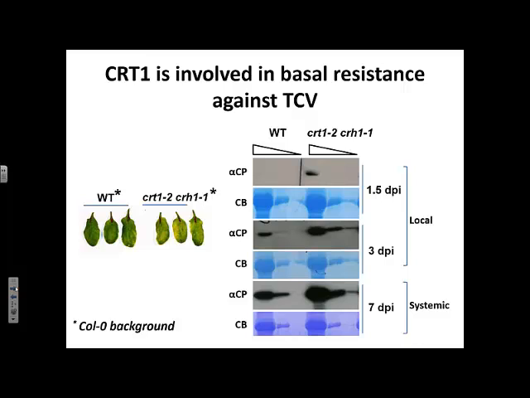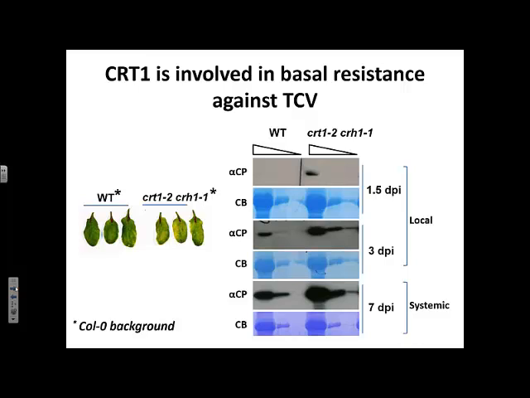That's something that I was trying to remember. Okay, so we obtained this T-DNA mutant from the stock center for CRT1, CRH1, and CRH2. And later we realized that CRH2, if you knock it out, it becomes lethal. So we were not able to use it. So today I'm only going to show CRT1 and CRH1.